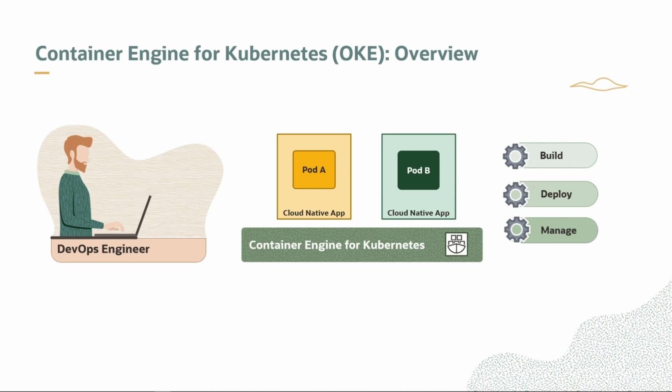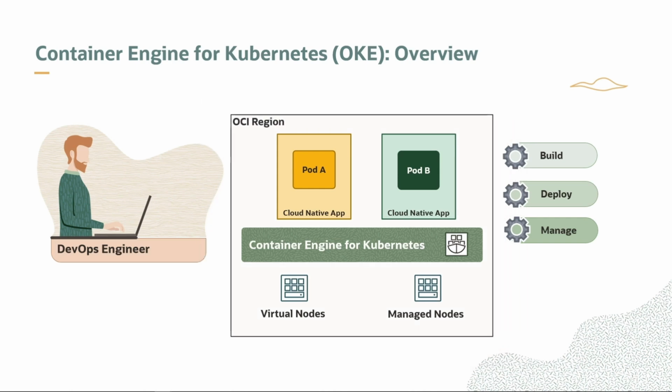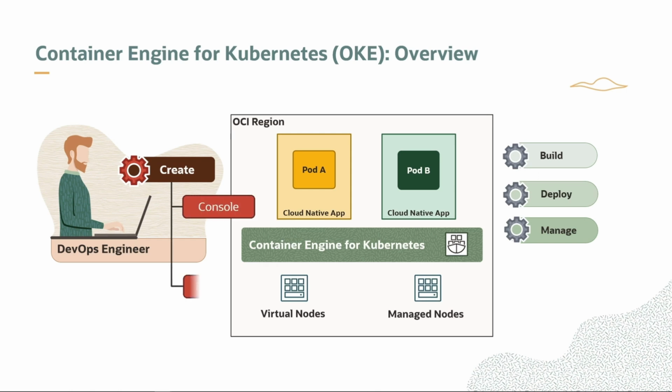cloud-native applications. One of the defining features of OKE is the flexibility it offers. You can specify whether you want to run your applications on virtual nodes or opt for managed nodes. Regardless of your choice, Container Engine for Kubernetes will efficiently provision them within your existing OCI tenancy on Oracle Cloud Infrastructure. Creating an OKE cluster is a breeze, and you have a couple of fantastic tools at your disposal: the console and the REST API. These make it super easy to get started.